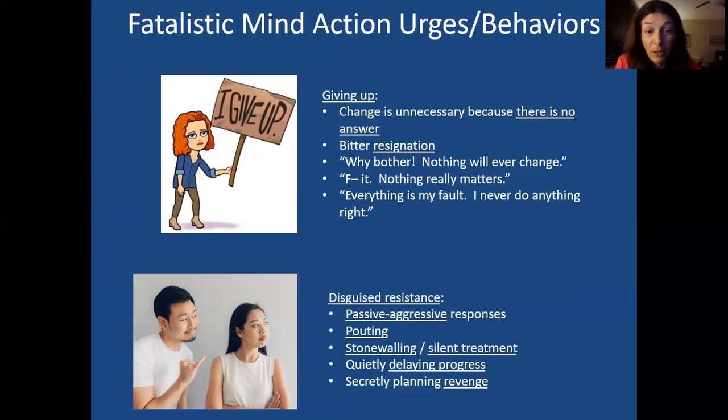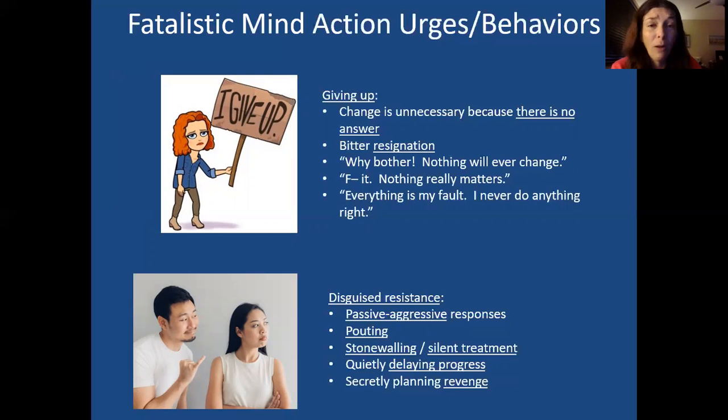Okay. So down the bottom, disguised resistance, right? So part of you is resisting, but you're also looking a little passive on the surface, right? So there's a passive aggressive response. So I'm not taking direct action like with fixed mind where I'm outwardly defending myself or fighting back. I'm just kind of like expressing my disgust or my unhappiness in indirect ways, okay? I might pout about something, but not really offer a solution. I might stonewall somebody or do a silent treatment, kind of like in that picture, right?